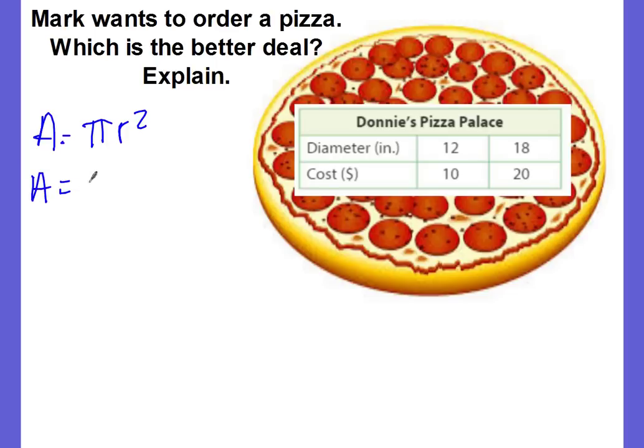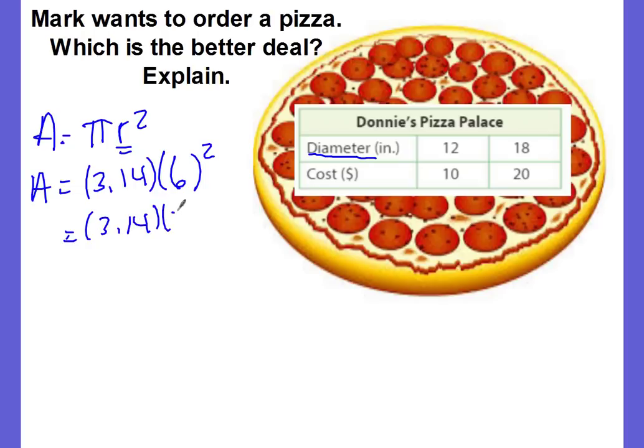Did you write that the equation should be area equals 3.14 times 6 squared? Did you use 6 squared or did you use 12 squared? Remember, we're given the diameter. We need the radius, so you have to divide it by 2. And now we just do our math. We get 3.14, 6 squared is 36, multiply the 2 together, and the area is 113.04 inches squared.